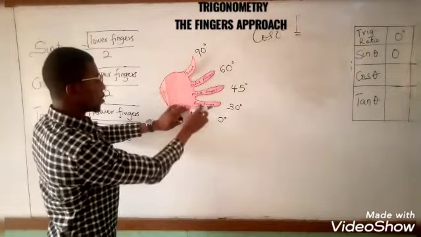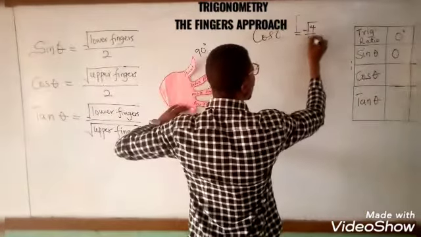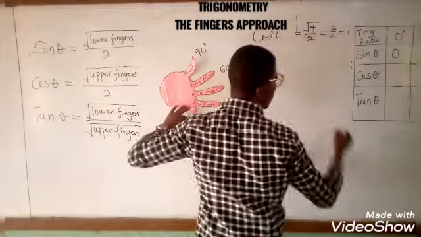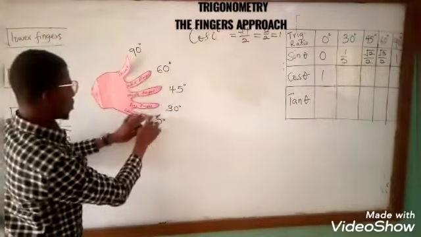Then we count the upper fingers for cos 0 degrees. 1, 2, 3, 4. The square root of 4 divided by 2. We have 2 over 2, which is 1. So cos 0 is 1.